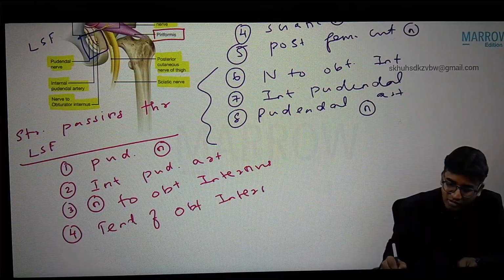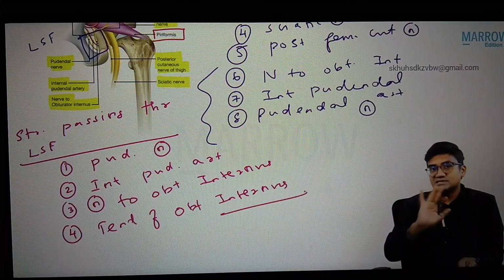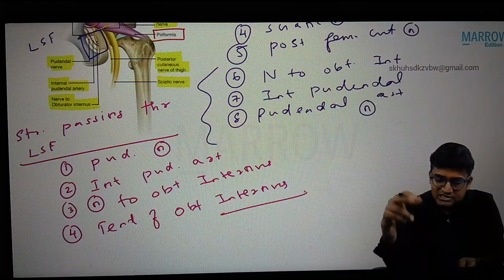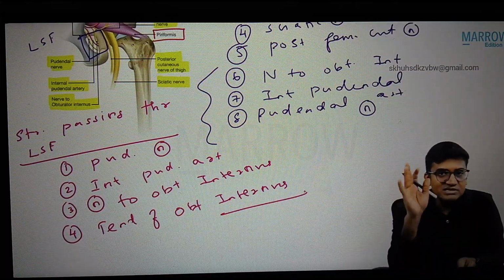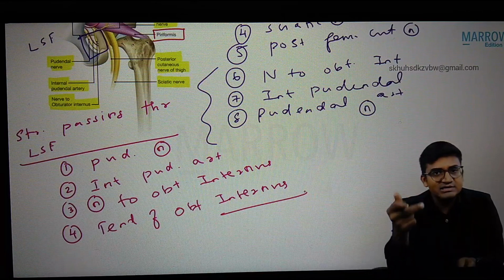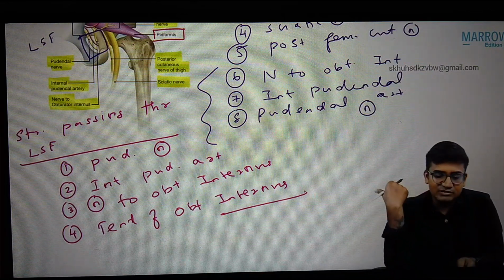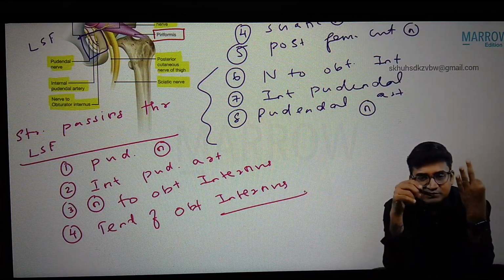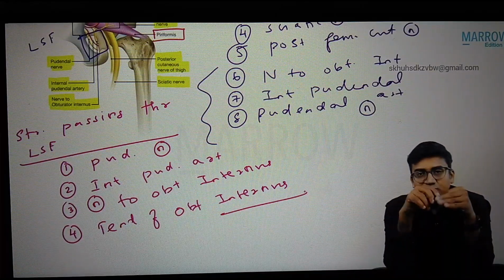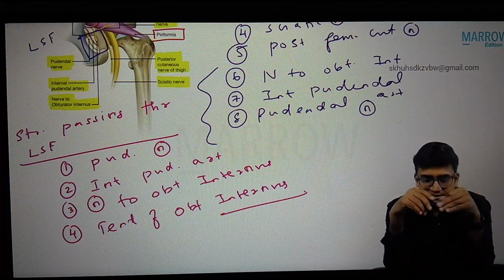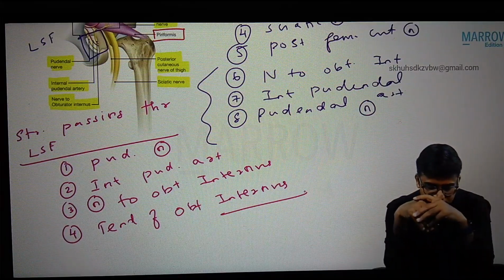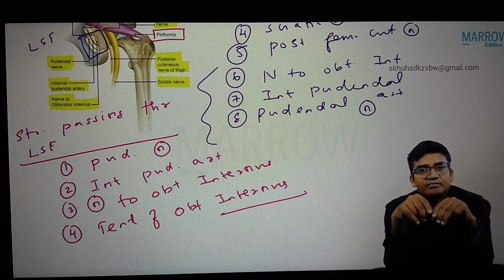The tendon of the obturator internus muscle. Not the muscle, only the tendon will pass through. If they give obturator internus muscle, that is wrong. The muscle is not passing through the lesser foramen. The tendon of obturator internus is passing through the lesser foramen. So the lesser foramen transmits the pin structures: pudendal nerve, internal pudendal artery, the nerve to obturator internus, and the tendon of obturator internus. These are the structures passing through the lesser foramen.